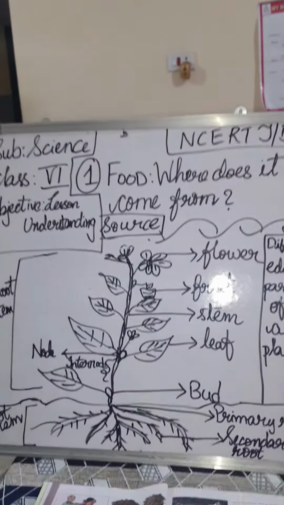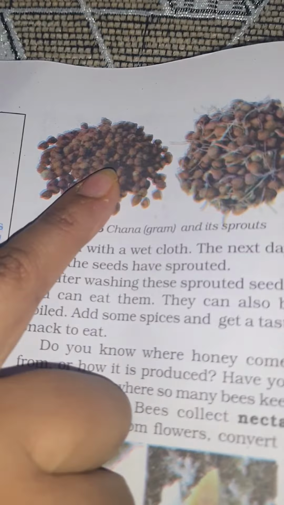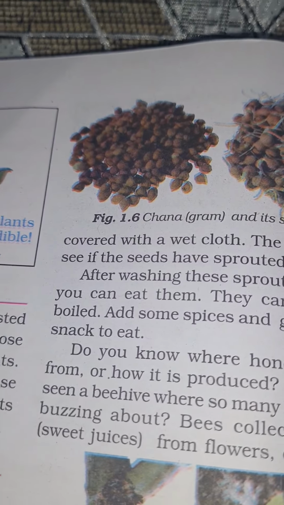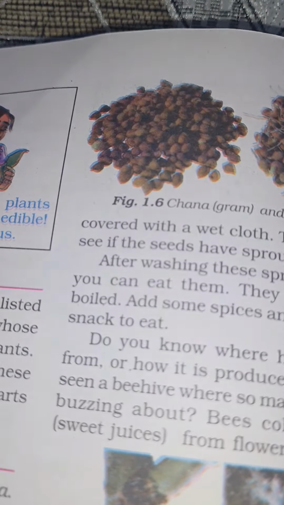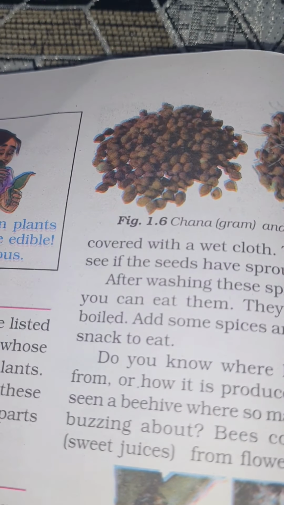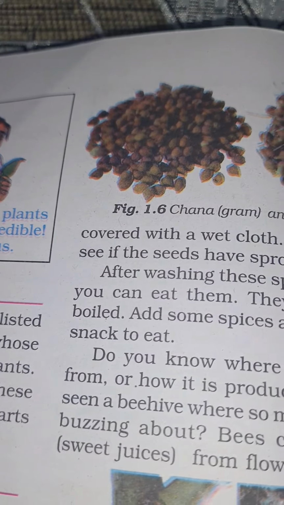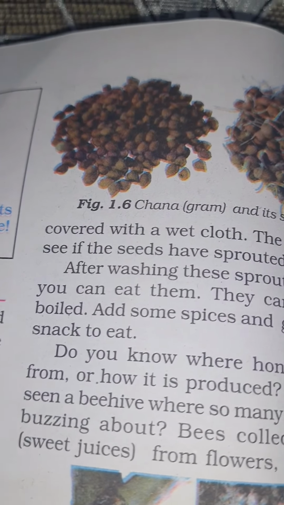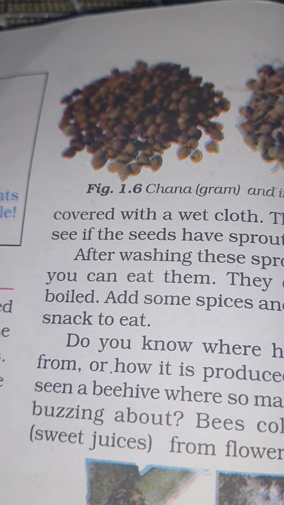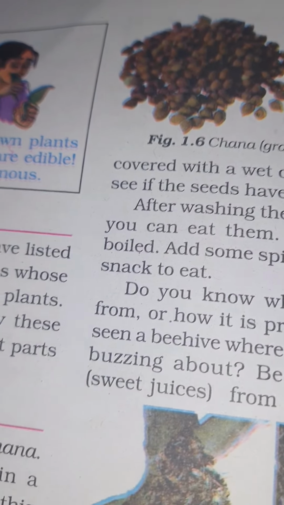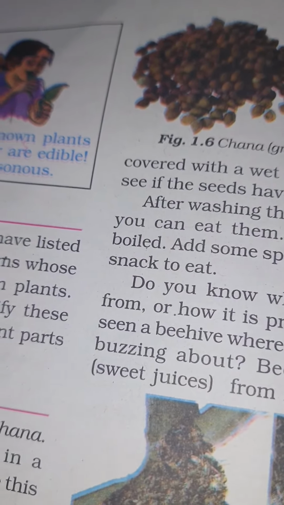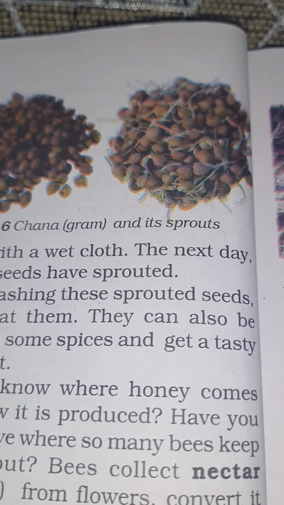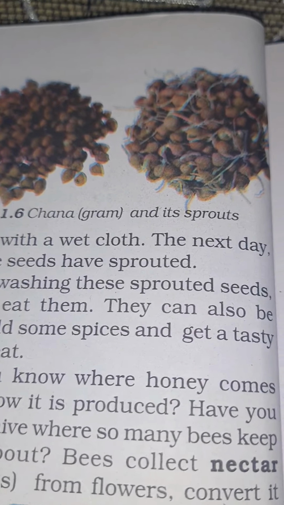Just now I showed you the chana seeds, how they are useful, children, in the beginning of my video. When you soak them, wrap them in a white cloth and keep them aside overnight, in the morning you get amazing results: the chana will have sprouted. Sprouts are very healthy food for us. It is a snack and it is very good for our health if you eat it in the morning, okay children, at breakfast.